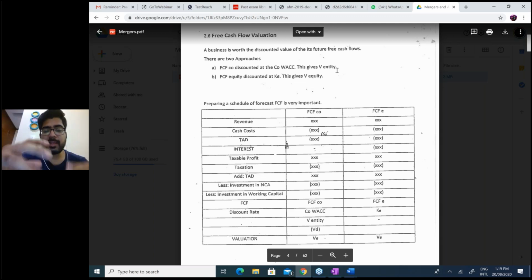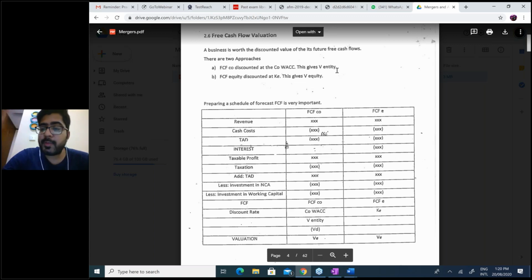Then you deduct VD, value of debt, to get the value of equity. Now the other method, FCF to equity, please pay attention to the difference. In this also, you note down future revenues, deduct future cash costs, deduct future tax allowable depreciation, but you deduct interest here. In FCF to company, there was no interest. You get taxable profit, then deduct tax, then add back TAD, then deduct investment in NCA, and then deduct investment in working capital. You get FCF to equity.